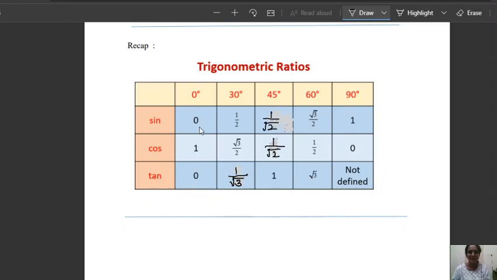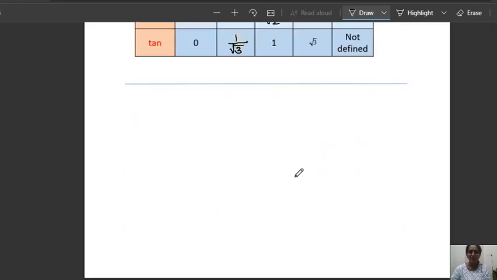Sin 0 is 0 and it is equal to cos 90 degree. It is also 0. Now sin 30 and cos 60 are of same value. It is half. Sin 60 is root 3 by 2 and cos 30 is root 3 by 2. Sin 45 is 1 by square root 2 and cos 45 is 1 by square root 2. Tan 0 is 0. Tan 90 is not defined. Tan 30 is 1 by root 3. You know already. Now tan 45 is 1.